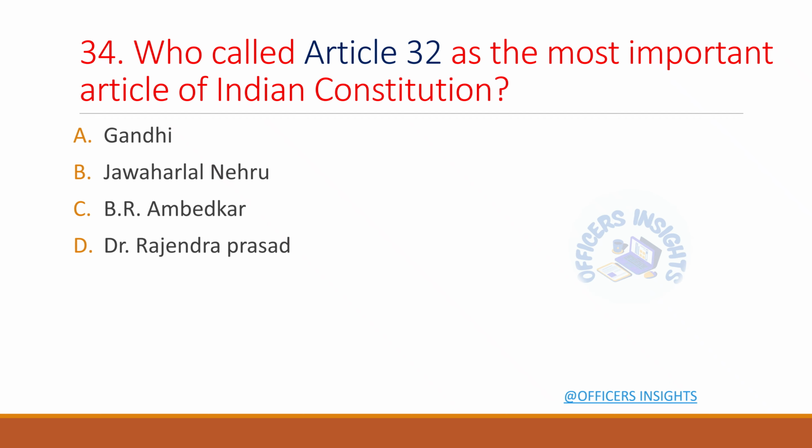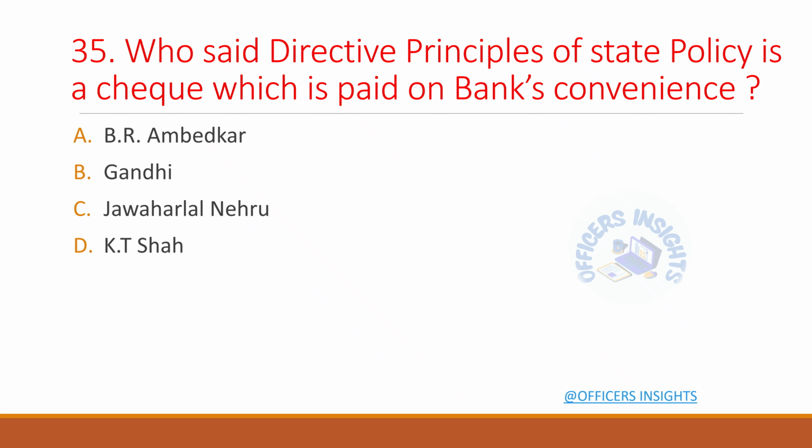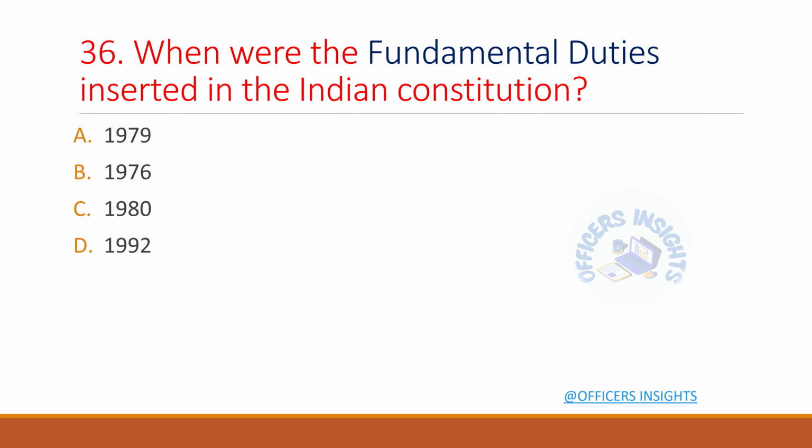Who called Article 32 as the most important article of the Indian Constitution? Correct answer is option C, B.R. Ambedkar. Who said directive principles of state policy is a check which is payable at the bank's convenience? Correct answer is option D, K.T. Shah. When were the fundamental duties inserted in the Indian Constitution? Correct answer is option B, 1976.